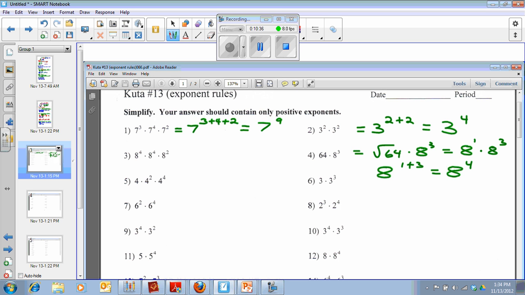Let's do problem number 5. This is going to be keep the base, 4, and then remember there's an exponent 1 here, so it's going to be 1 plus 2 plus 4. This equals 4 to the 7th power. So students can apply that first rule, keep the base, add the exponents when they're multiplying exponents that have a common or the same base.